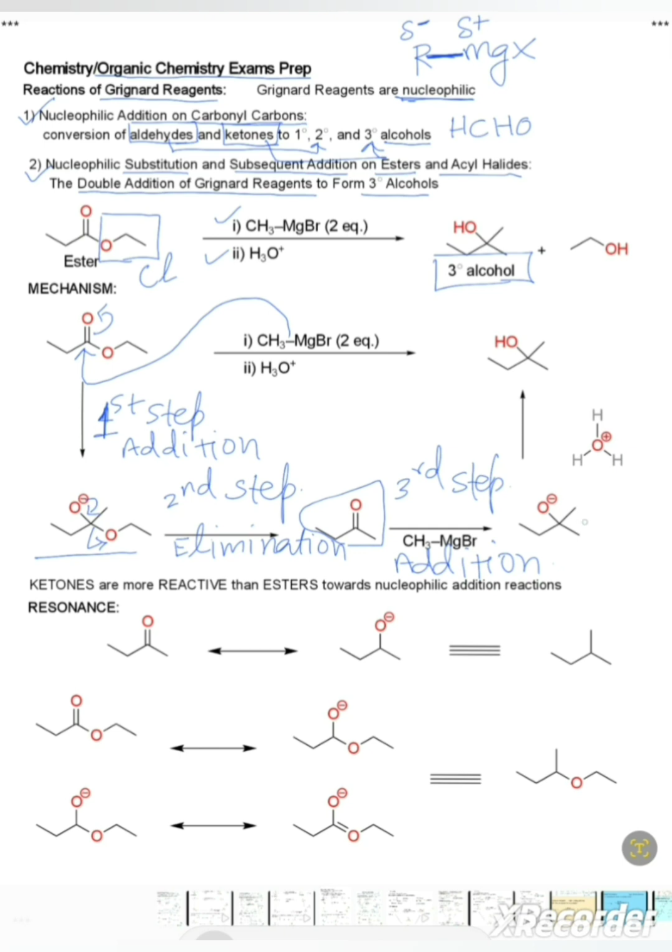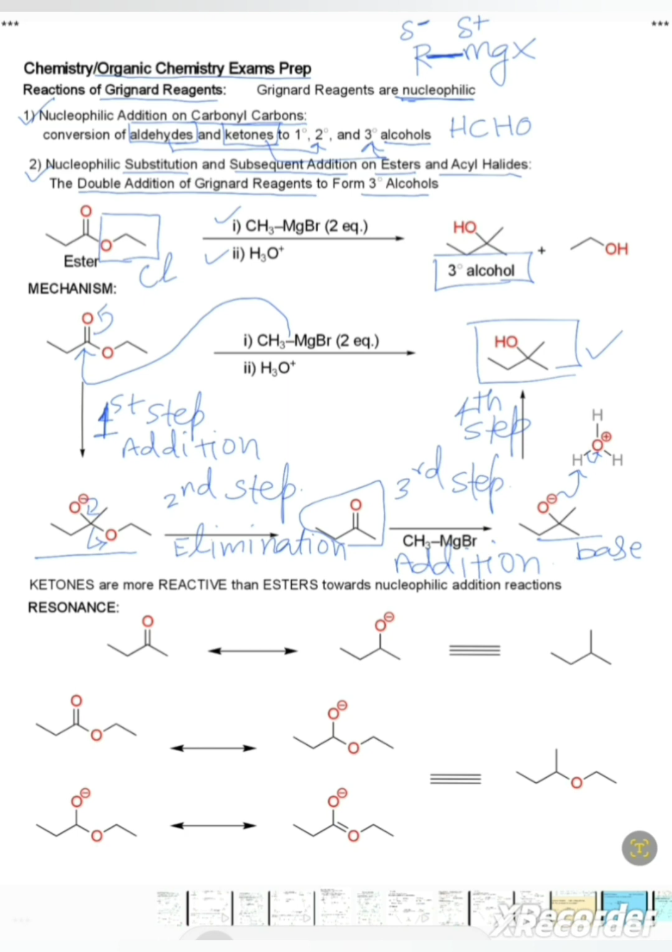So once again we get the tetrahedral intermediate, and this time, because of the acidic workup step, this alkoxide ion gets a proton to become the tertiary alcohol product. So this is our fourth step, which is simply the acid base reaction. So this base takes a proton to become neutral.